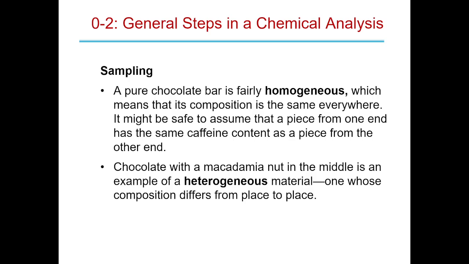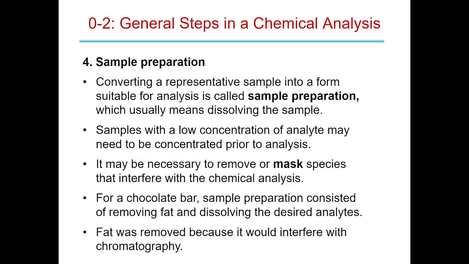Chocolate with, for example, a macadamia nut in the middle is obviously going to be heterogeneous. By the way, that's European versus English or American English ways of saying these. So obviously, in a heterogeneous material, the sample is going to change from one side to another, or maybe even every millimeter. It could be quite a bit of change. Homogeneous samples, by the way, can look the same to the eye. You can't tell the difference, but they can actually be different from one side to the other.